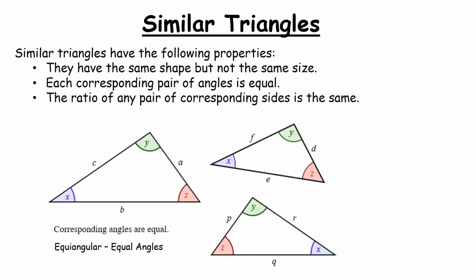So let's take a look at some pictures. So similar triangles have the following properties. They have the same shape, but not the same size. Each corresponding pair of angles is equal, and the most important piece here, based on one of our theorems, which we're going to look at in a second, and it's the most useful piece of information we know about similar triangles, the ratio of any pair of corresponding sides is the same. Okay, so that is hugely important, and we're going to work through that.